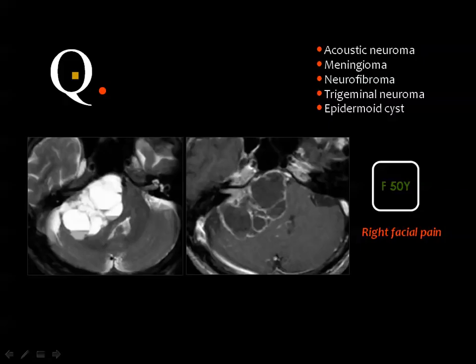Axial T2 and T1 after contrast enhancement of the posterior fossa in a female patient 50 years old with right-sided facial pain. What is the description of this lesion?